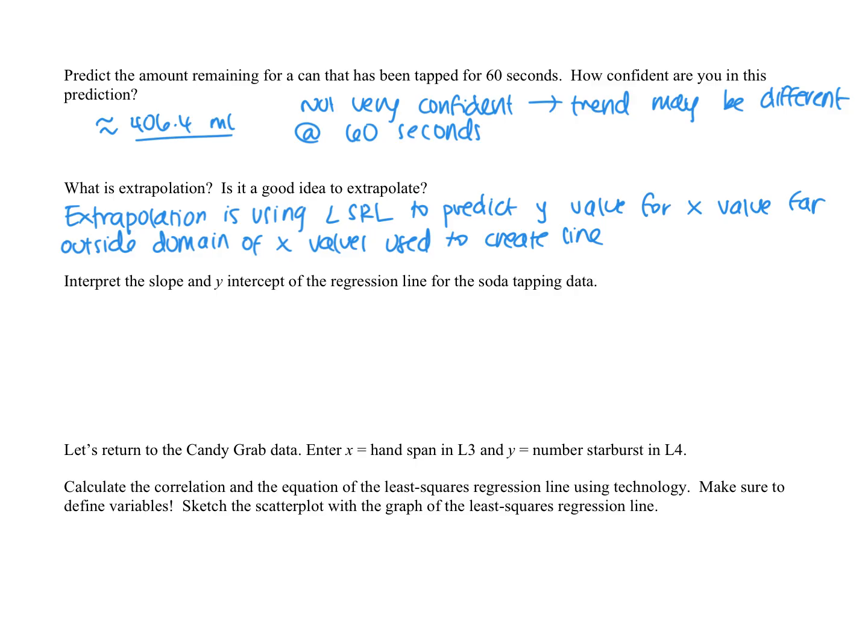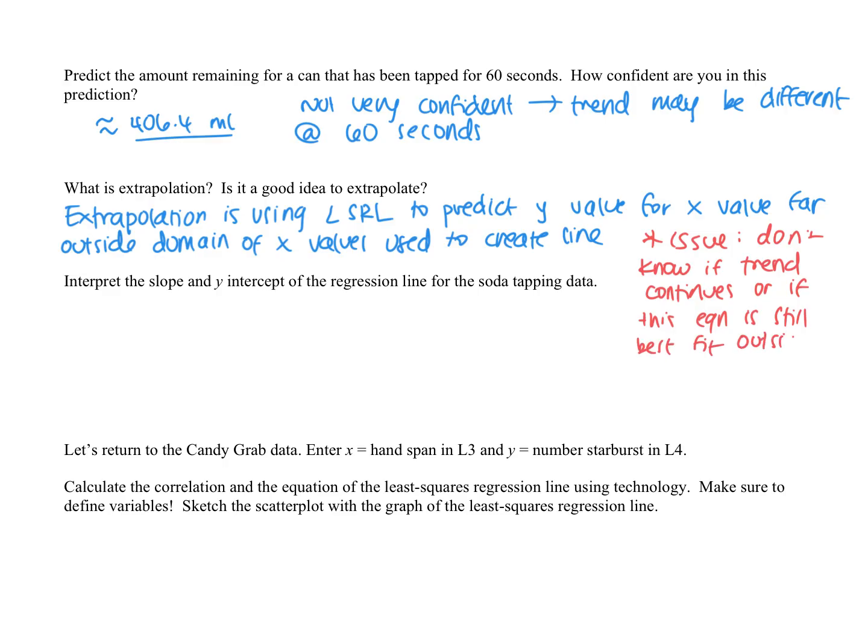So 60 is really far outside of 0 to 12. The data was strictly 0 to 12. What is important with this is the issue with extrapolation is we don't know if the trend continues or if this equation is still the best fit outside of the domain.